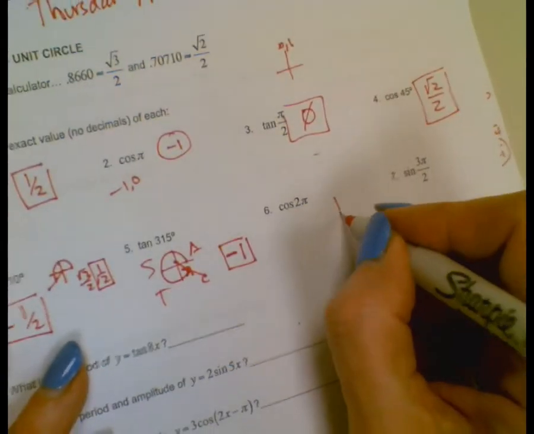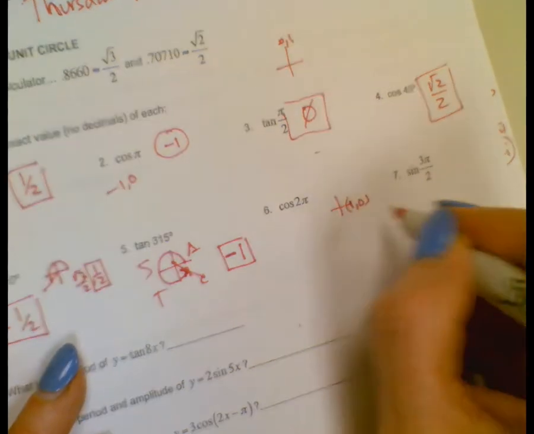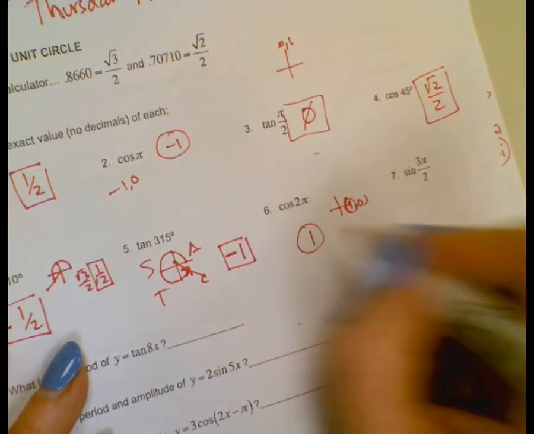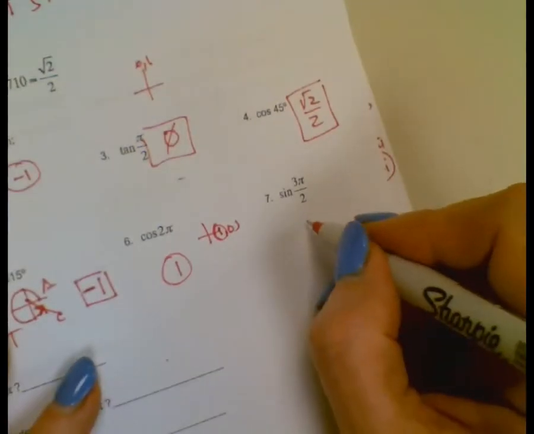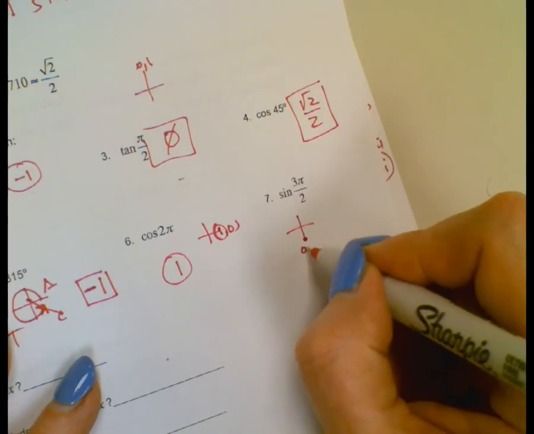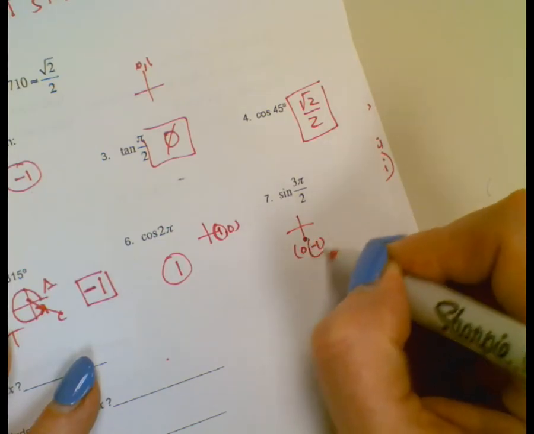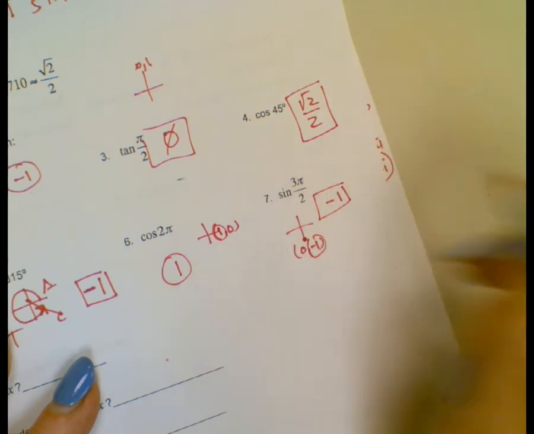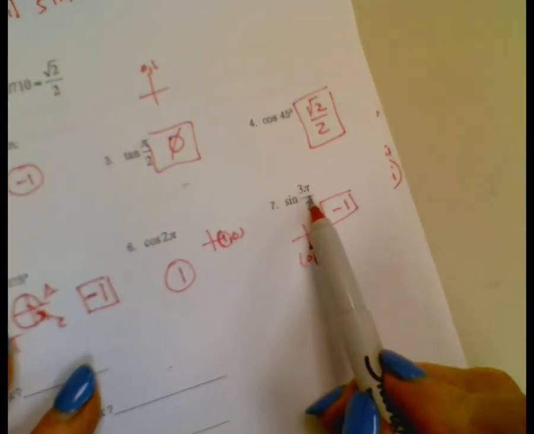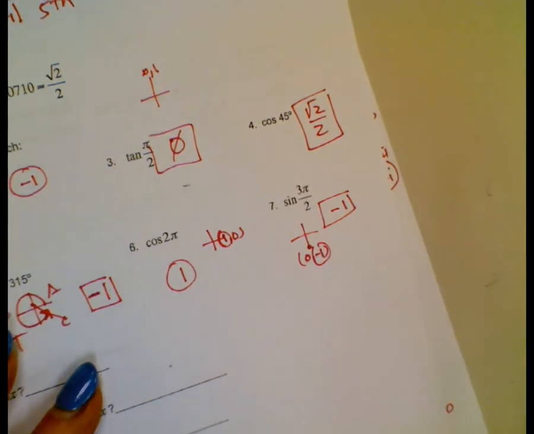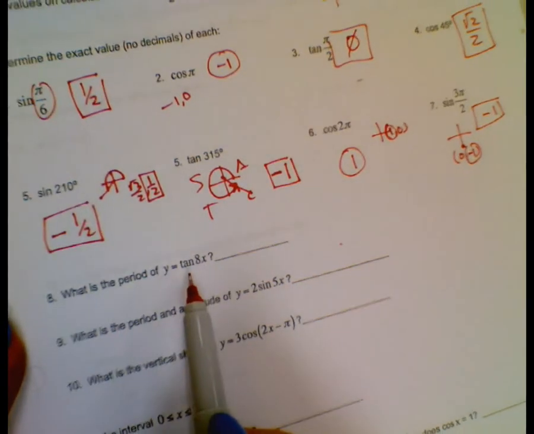Cosine of 2 pi. 2 pi is (1, 0), right? With the cosine, it's 1. And sine of 3 pi over 2. 3 pi over 2 is down here. The ordered pair for that is (0, -1). We want the sine of it, so it's -1. If you want to punch something like this into the calculator, you have to go to radians, though, because it's got a pi.